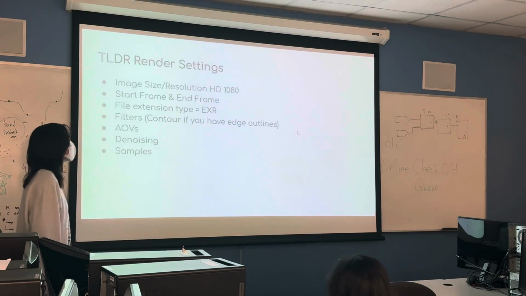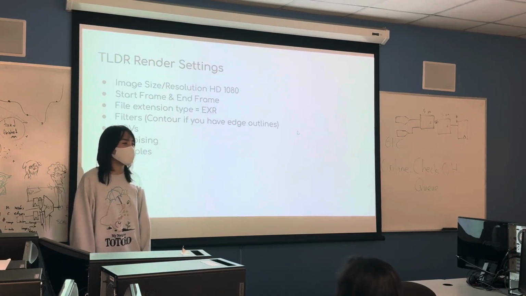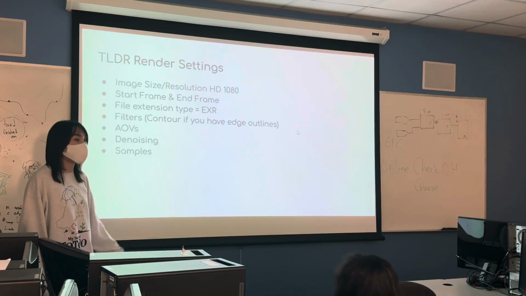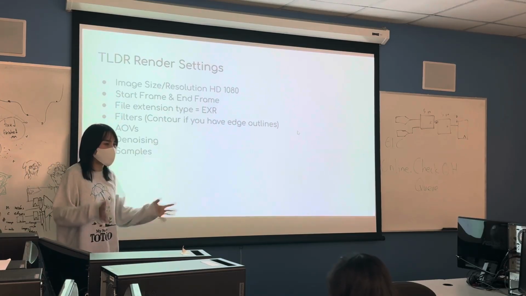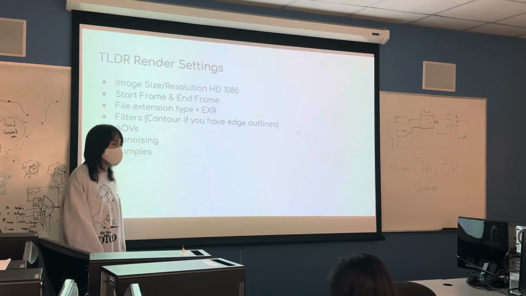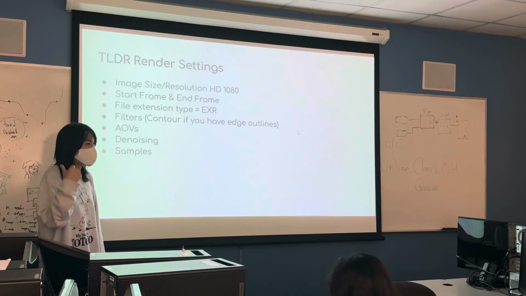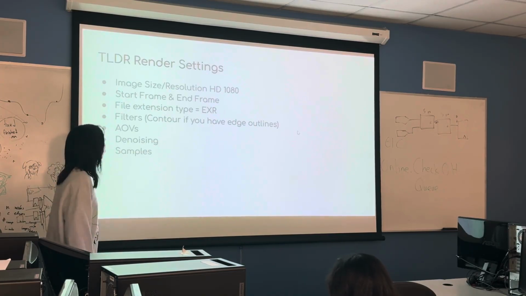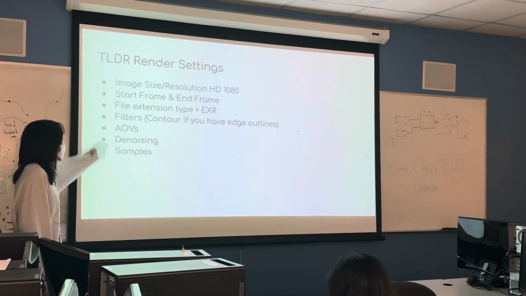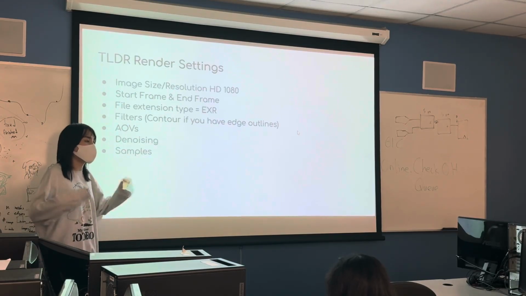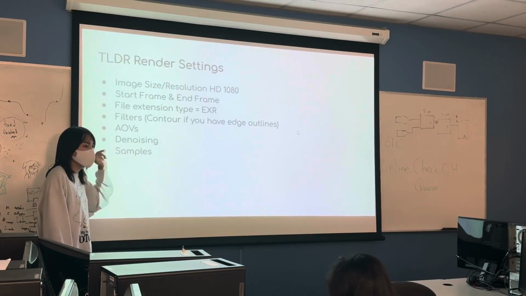TLDR, make sure you have your image size properly: render in HD 1080p, not 4K, please don't do that, that's going to take forever. Make sure you're not rendering in 520p either, because that's just going to look bad. Make sure you set your start and end frame properly. If you have 1,000 frames, render those 1,000 frames. Don't think you're rendering 1,000 frames but actually only set it to render 10, then go to sleep, wake up, and only 10 frames are rendered, and you're like, what? Your file extension type is EXR. We'll be talking about this more later in lecture. Filters: if you're using toon shading, make sure you have contour enabled, otherwise your toon outlines won't work. AOVs, we'll talk about this in a bit. Make sure you're denoising, and make sure you look at your sample count.